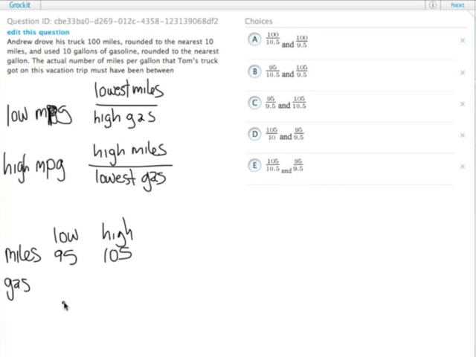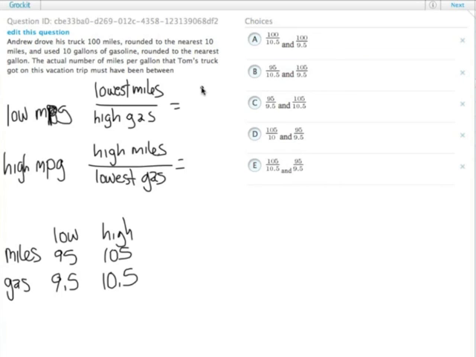Same thing with the gas. It ranges from 9.5, because we're rounding to the nearest gallon, and it could be as high as 10.5. We now use these lows and highs to fill in the blanks on his miles per gallon.